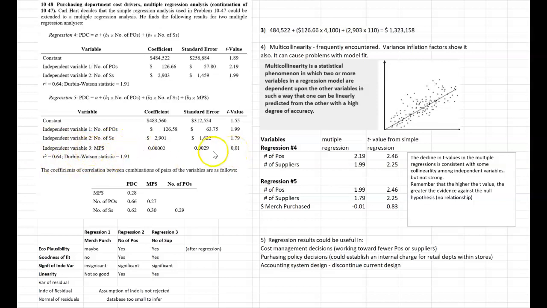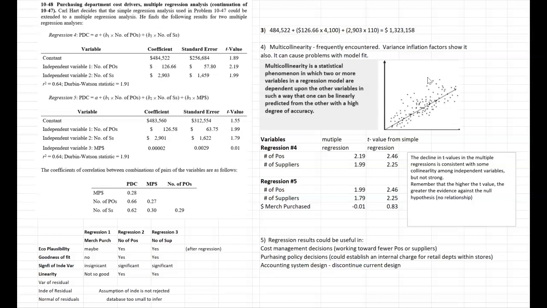If this had added some information to the relationship, then this R square would have increased. Okay, so we would probably recommend you're better off to keep it simple and cleaner, because the more that you add in, the more problems that you have, like multicollinearity. Okay, and as they say, it's frequently encountered in cost accounting. And what we do is we run a statistic of variance inflation factors, and they can show you if you've got a problem.